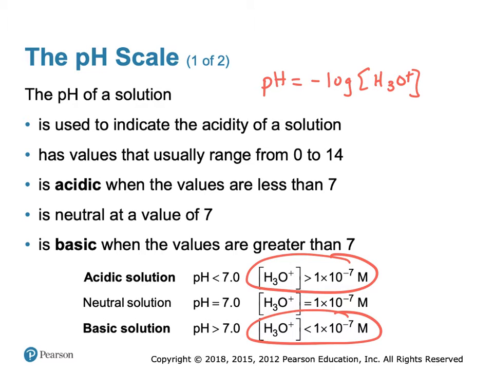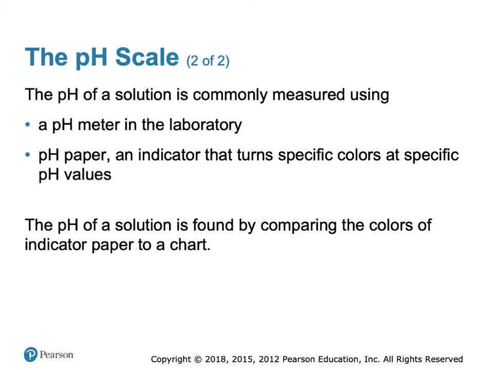Now we can incorporate pH into our definition of an acidic or basic solution. So if a solution has a pH that is less than 7, it is acidic. Neutral is pH 7, and a basic solution has a pH greater than 7. There are two ways to measure the pH of an aqueous solution. One is to use a pH meter, which is more accurate and precise, and the second is to use pH paper that contains an indicator.